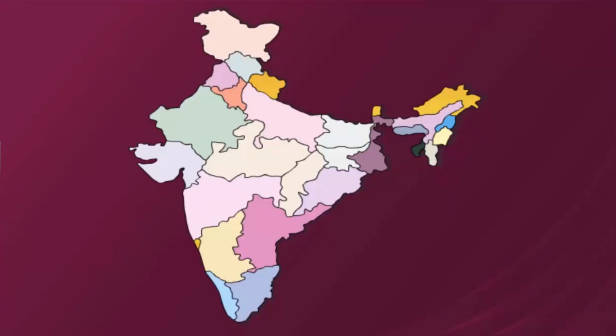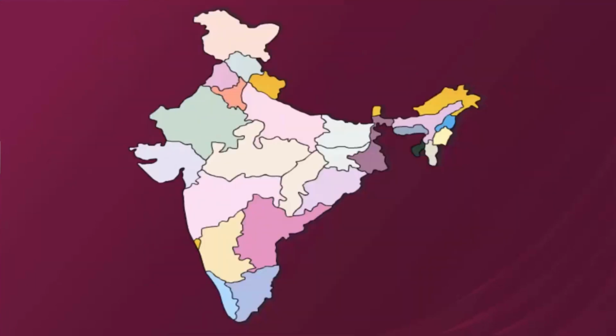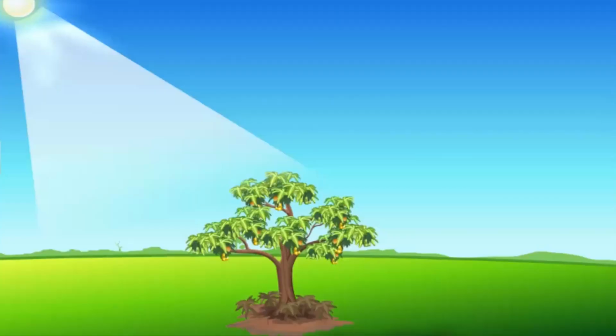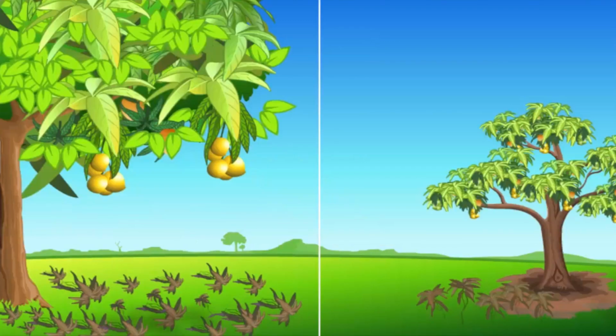Have you ever wondered how it would be if all mango trees are found just in one place in India? That sounds really disastrous, right? If saplings were to grow just below the parent plant, there would be a lot of competition for sunlight, water, minerals, and space. This would result in the growth of unhealthy plants.